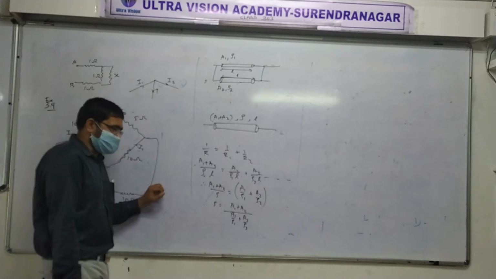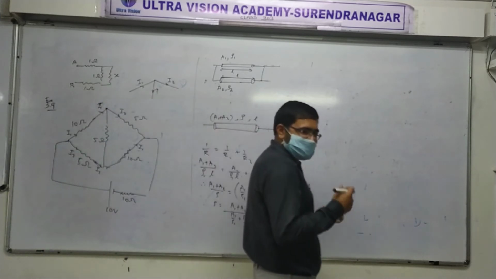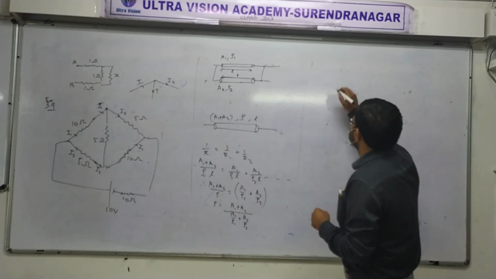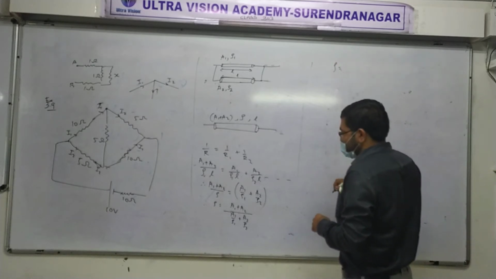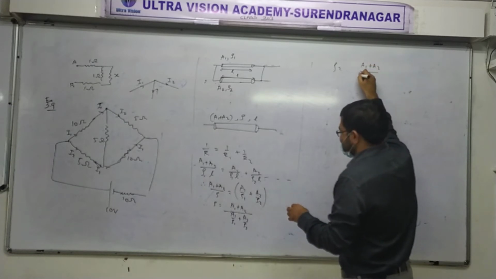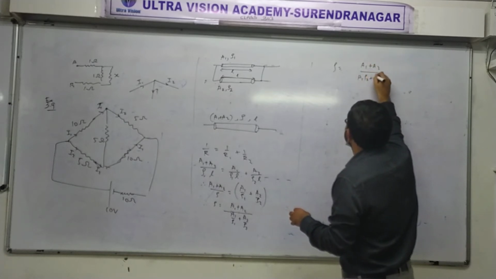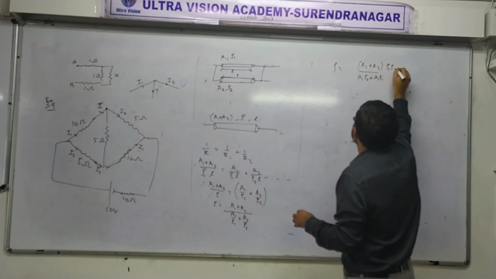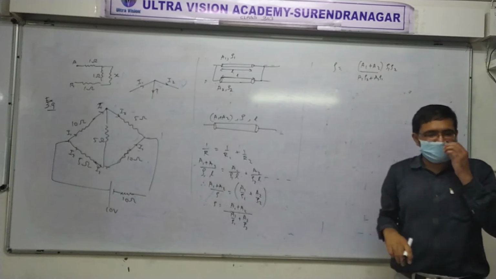Okay, in what form do you know this, rho 1, rho 2, A1, A2? Yes, so take the LCM. If we take the LCM, rho will be equal to A1 plus A2 upon A1 rho 2 plus A2 rho 1, and then this will be multiplied with rho 1 rho 2. Okay?